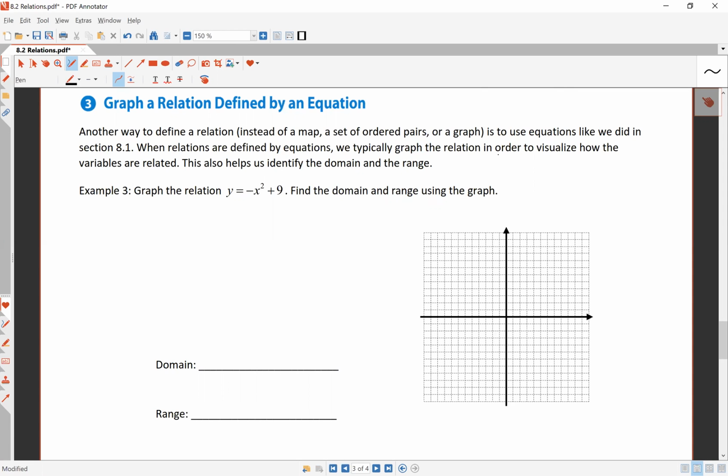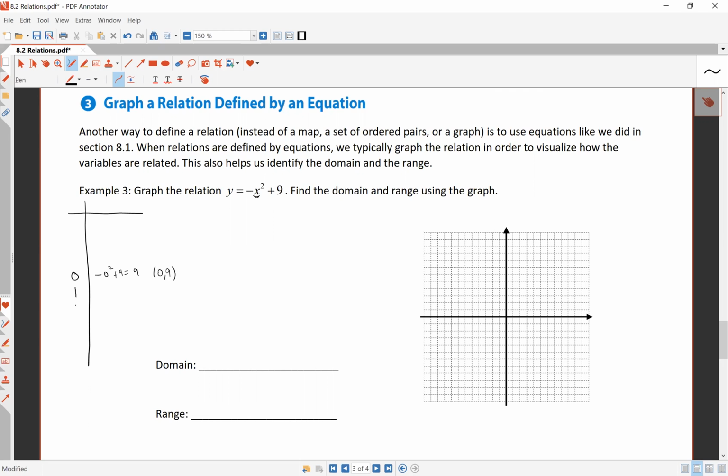So graphing the relation y equals negative x squared plus 9. We learned how to graph these in 8.1. We always like to get the x, or the piece under the square, to be 0 and start there. That's the opposite of 0 squared plus 9. 0 squared is 0 and its opposite is 0, so that gives us 9.